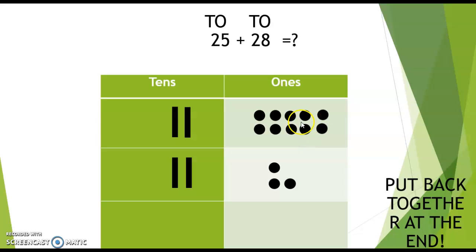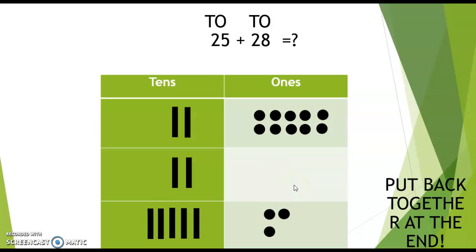So now I have 1, 2, 3, 4, 5 tens, 3 left over, 5 tens and 3 ones is 53.